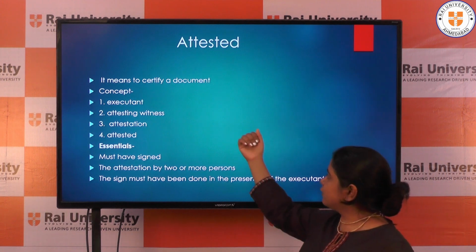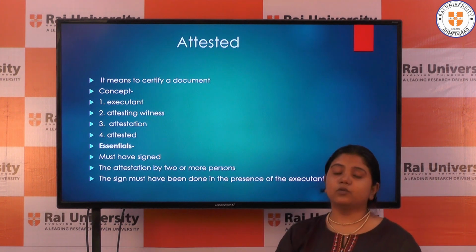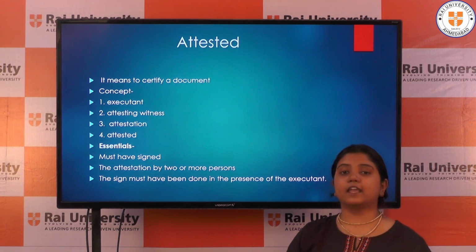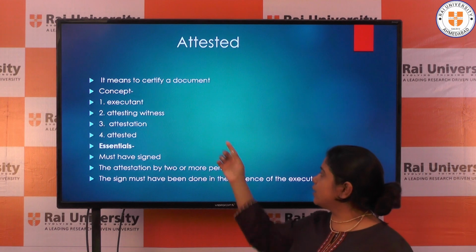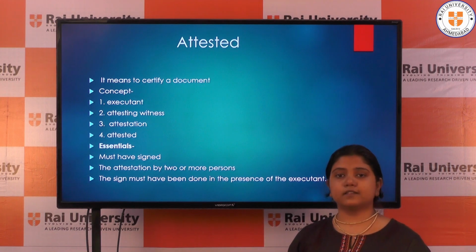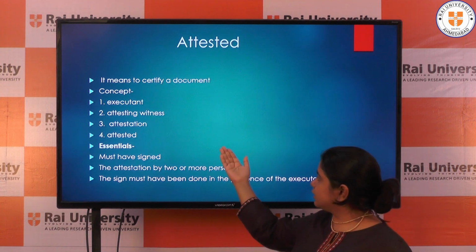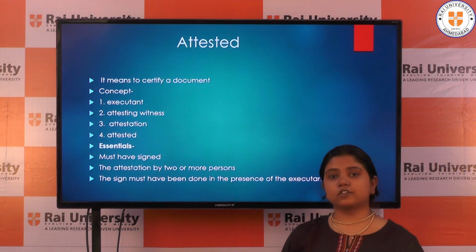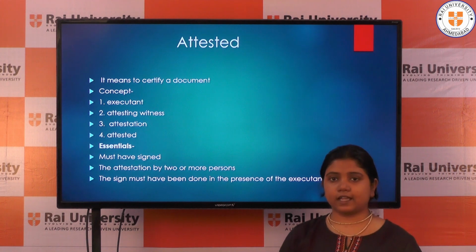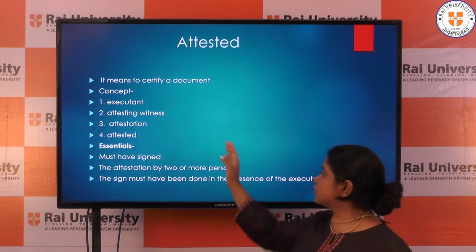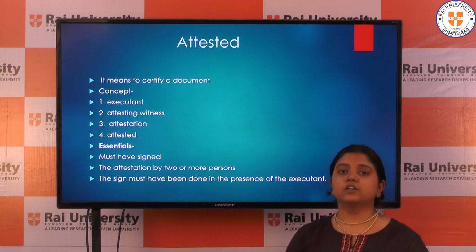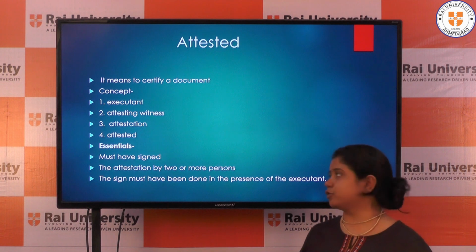So here, the party who calls the witnesses to come and sign the document is the executant. Whereas, who is the attesting witness? The witnesses who sign the document are known as attesting witnesses. And what is attestation? The process of doing all these things, calling the witnesses and the signing of the document, is called attestation, and the document which is signed will be referred to as an attested document.